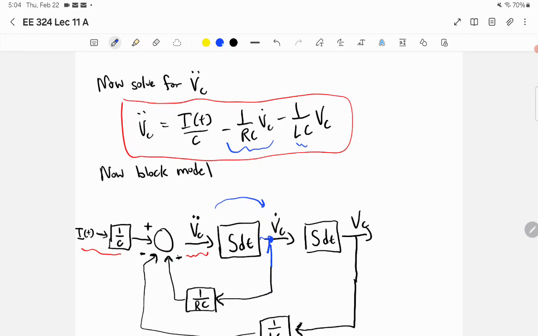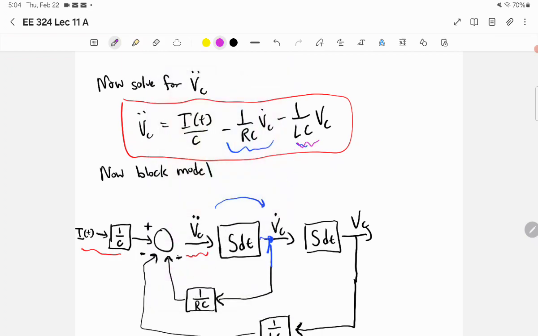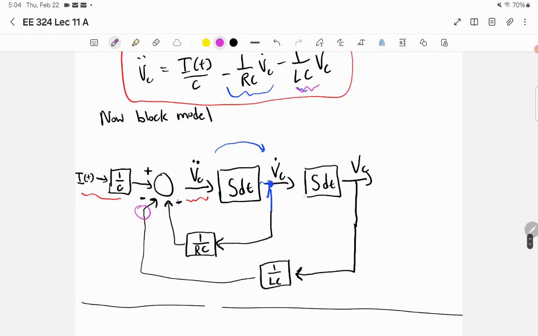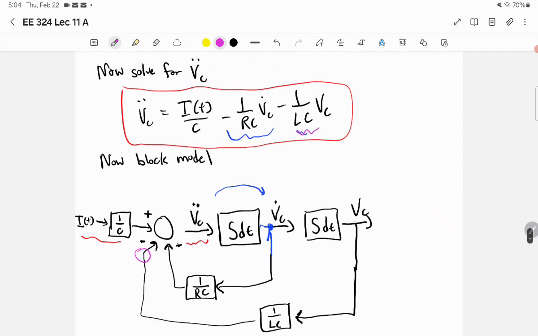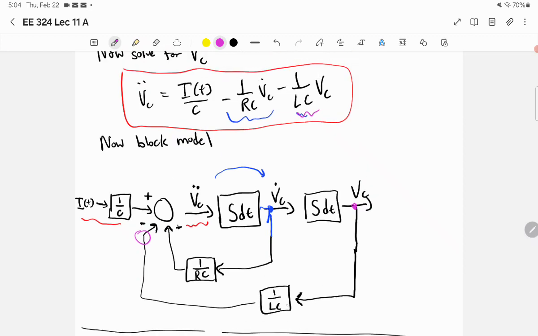Then I need to also take care of this term, the 1 over LC times VC, because that's going to have to come back in here. And what I'm going to do then is take that VC dot and run it through an integrator, which gives me back VC, right? And then from VC, I'm going to go down and I need it to go through a gain block of 1 over LC. So it's going to get a gain block here, and it's going to come back into the summer.